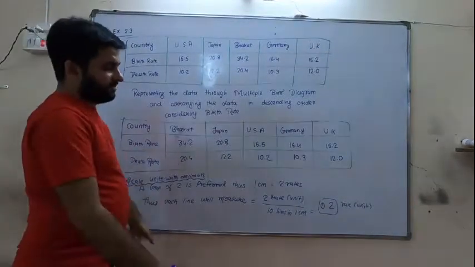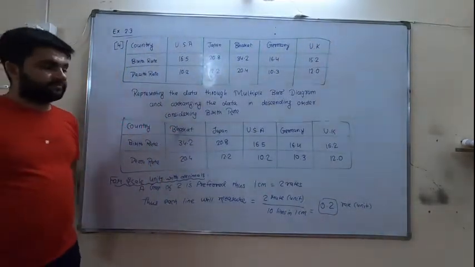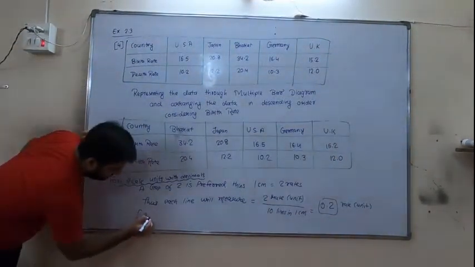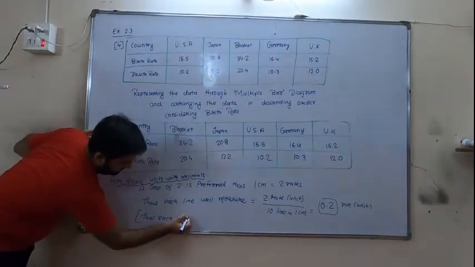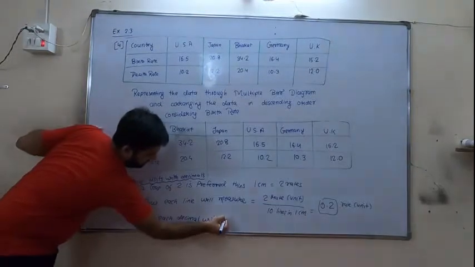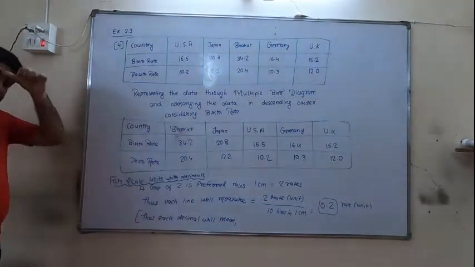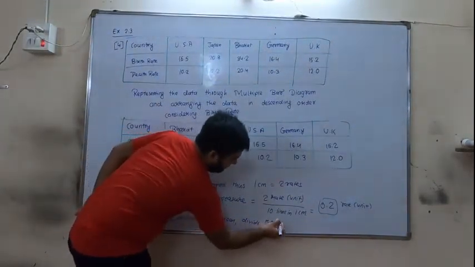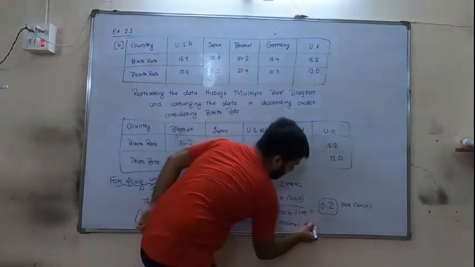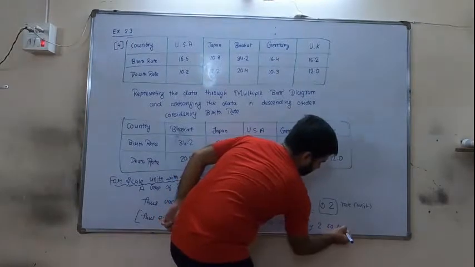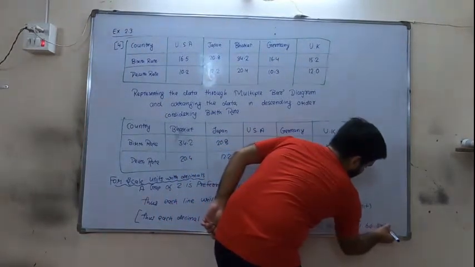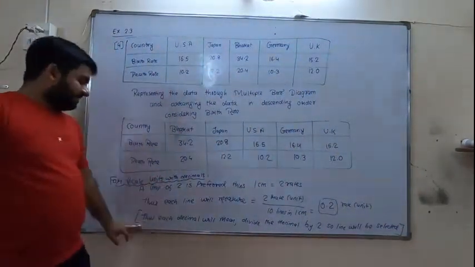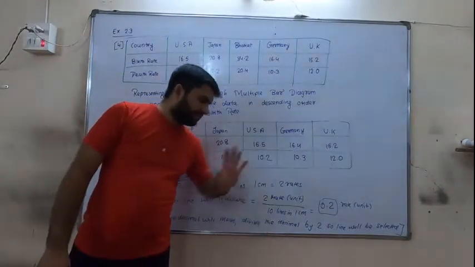So each line will mean this much, so you write this thing also. And after that write in a bracket: Thus, each decimal will mean, divide the decimal by 2. So, the line will be selected. This you write in the bracket itself. This is for your understanding. Thus, each decimal will mean, divide the decimal by 2.